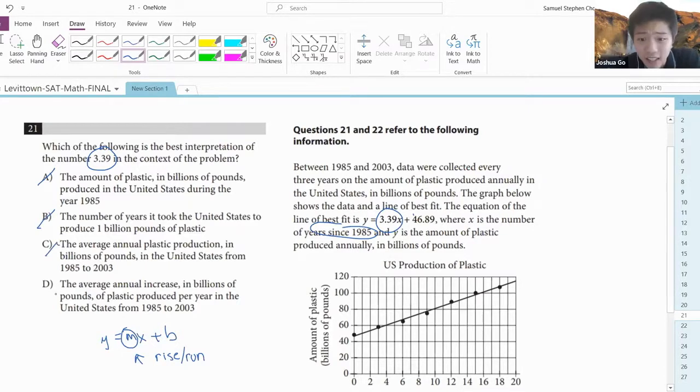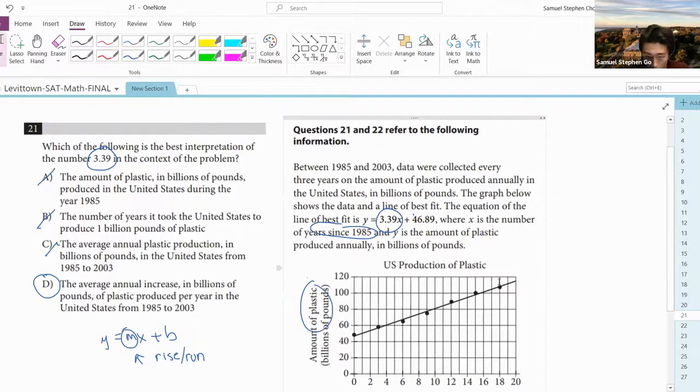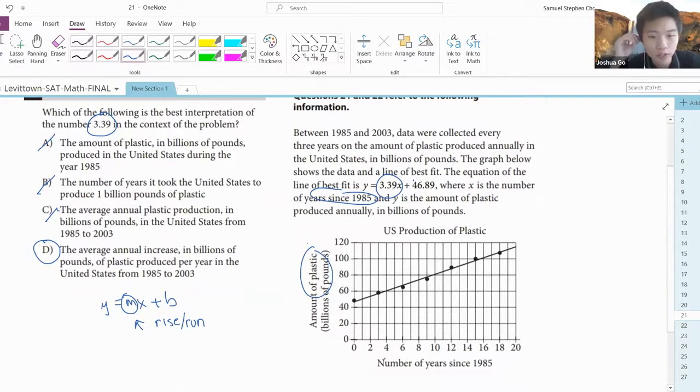And finally, D, we have the average annual increase in billions of pounds of plastic produced per year in the United States from 1985 to 2003. And that indeed does reflect the slope of the equation. Just to follow up, the slope is rise over run. So it's really the change in the amount of plastic versus the number of years since. So the average annual increase means basically how much are you increasing per year, in billions of pounds from these years. So this is the best interpretation of that.